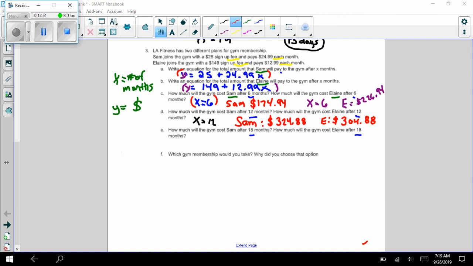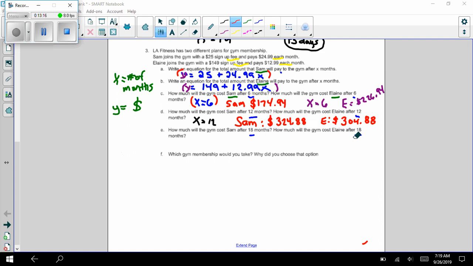And if you plugged each of those into Desmos correctly, you will find that Sam, it crossed at $324.88, which means it'll cost Sam $324.88 for 12 months. And you will see that the equation for Elaine, where it crossed, was 304 decimal point 88, which is $304.88.